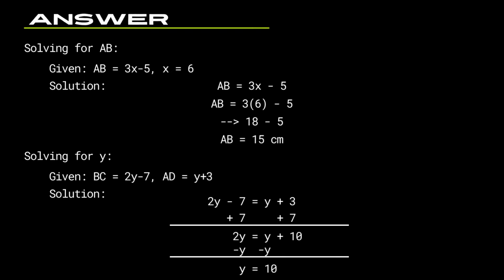Given BC is equal to 8y minus 7 and AD is equal to y plus 3, we'll have the equation 2y minus 7 is equal to y plus 3. To solve that, we first add 7 to both sides, which leads us to 2y is equal to y plus 10. Then we subtract y from both sides, which will give us the value of y, which is 10.